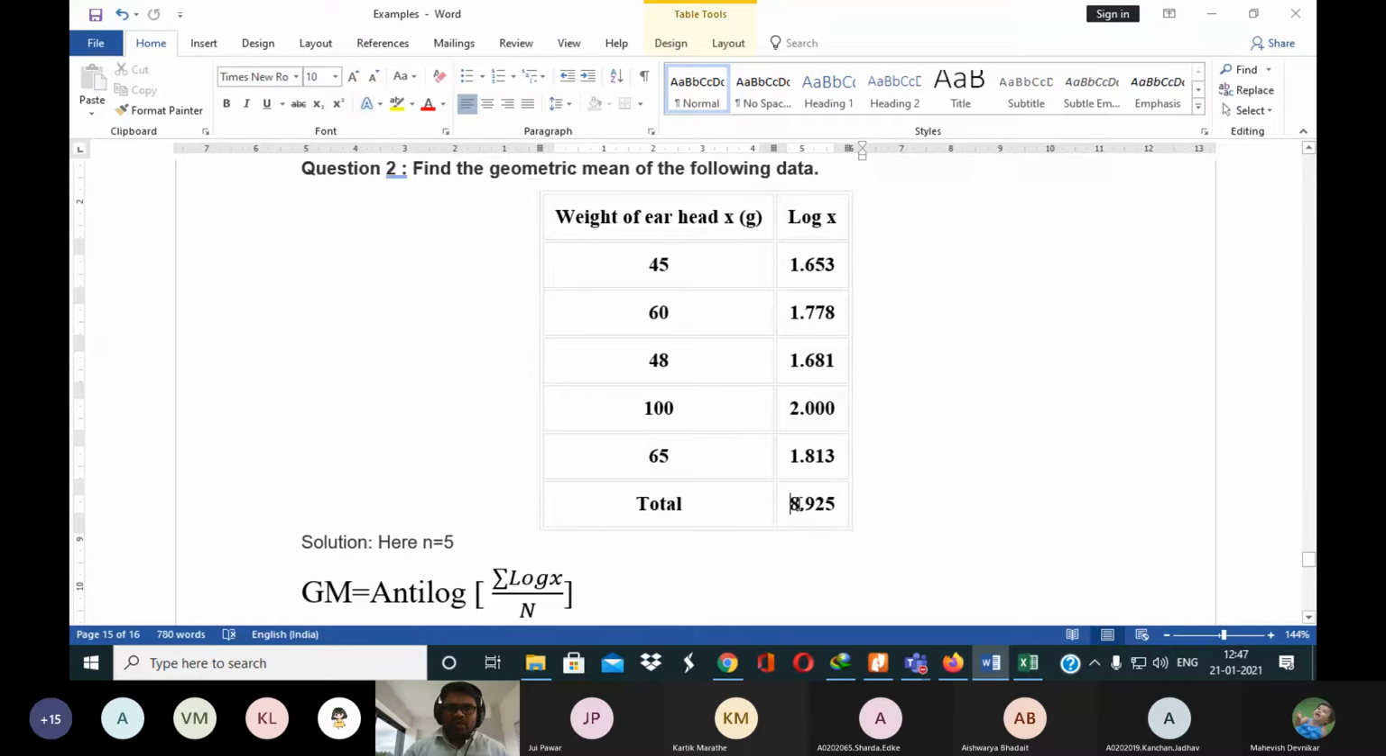You need to put this 8.9285 divided by the total number of items. How many items are there? 5. So just calculate the division, then find out the anti-log.